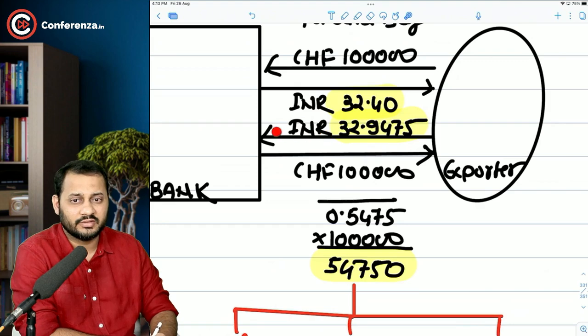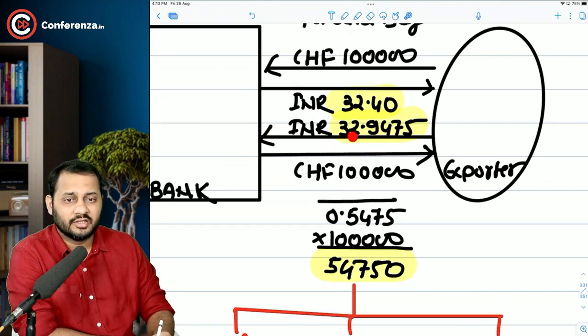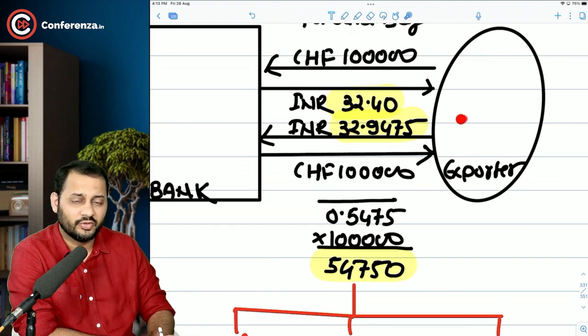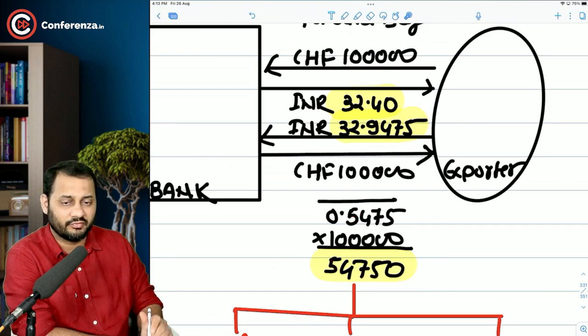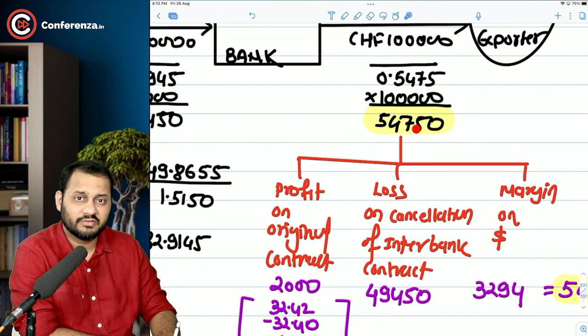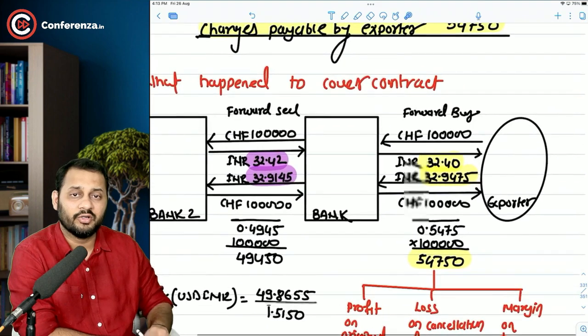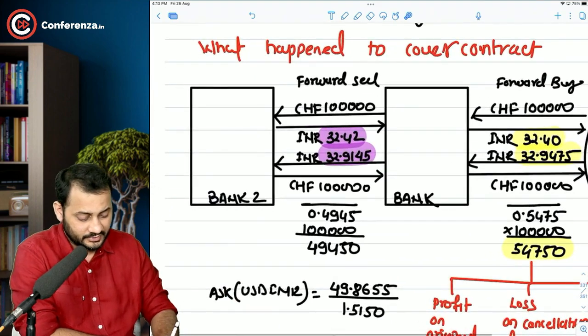32.9475. So you can clearly see that 32.9475 is an inflow to us, 32.40 is an outflow to us. The profit is 0.5475 on 1 lakh, it's 54,750. Now this profit of 54,750 includes the profit that we would have earned if the contract would have been honored with the bank. See, I will tell you.